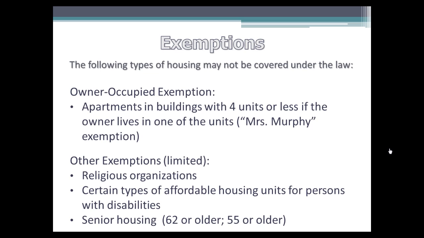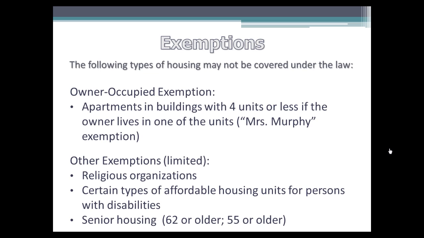Cook County and the City of Chicago, for example, do not have a Mrs. Murphy exemption, so all housing is covered. And there's never an exemption for race discrimination. Now, the other 3 exemptions provide an exemption under only 1 or 2 protected classes.